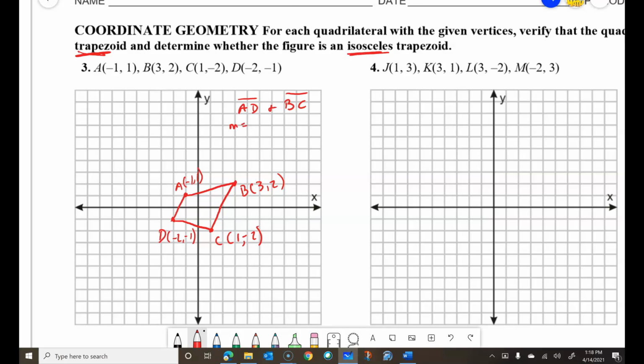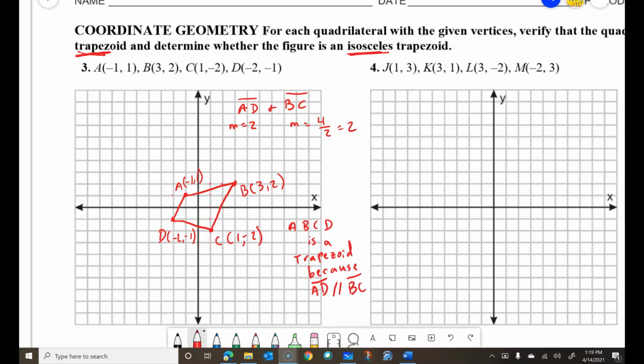As I move from A to D, I go up 2 and over 1. So the slope of that line is 2. And then from B to C, we go up 1, 2, 3, 4, and over 1, 2. So the slope of BC is, we go up 4 and over 2. That's also a slope of 2. So this is a trapezoid because AD and BC are parallel.